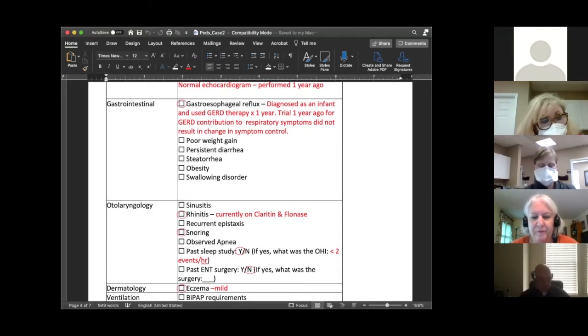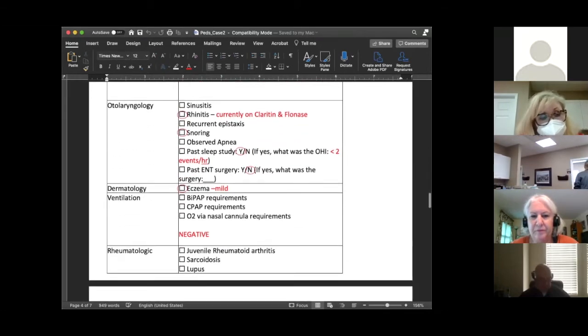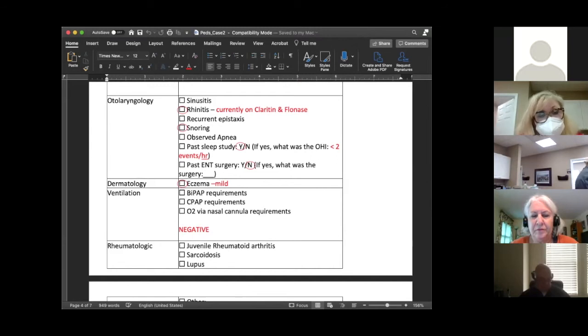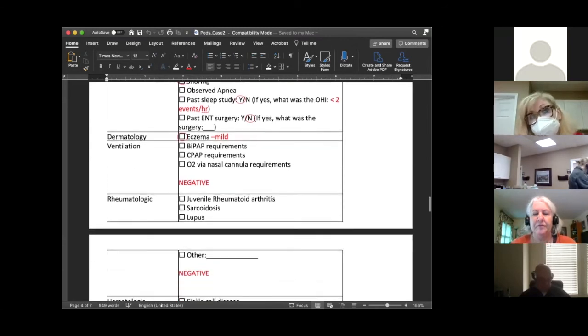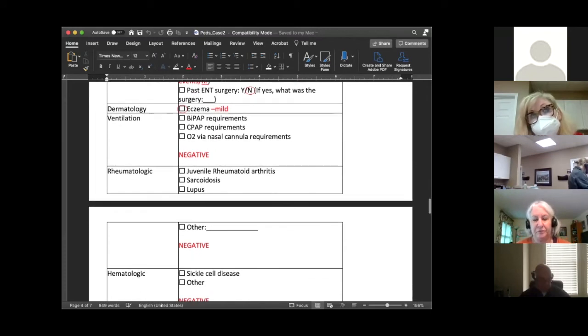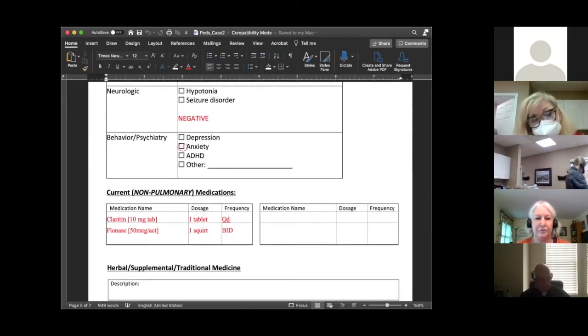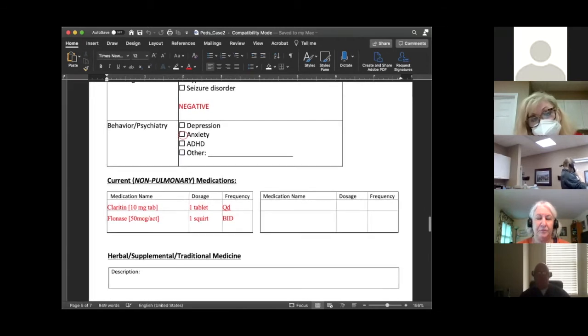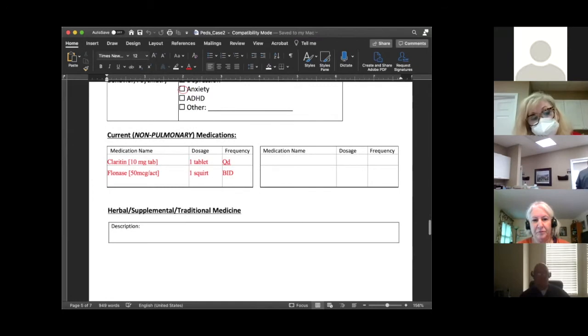She does have a history of atopic-like disease with rhinitis. She does have some snoring, but her sleep study was non-significant at less than 2 events per hour. She doesn't have any baseline ventilation needs, and otherwise her review of systems is unremarkable. She does have a history of anxiety from a behavior standpoint. She is on allergy-based medications, Claritin and Flonase twice a day.